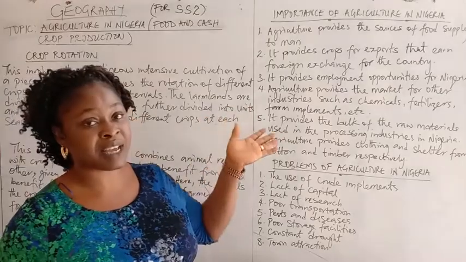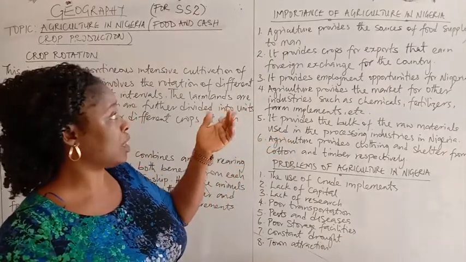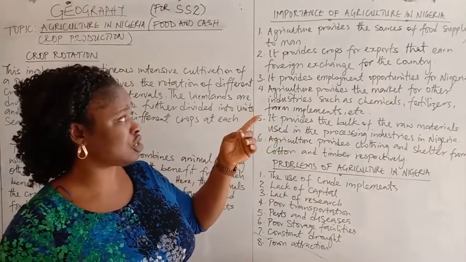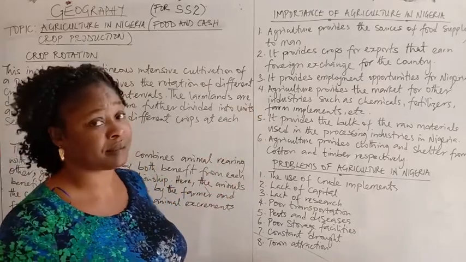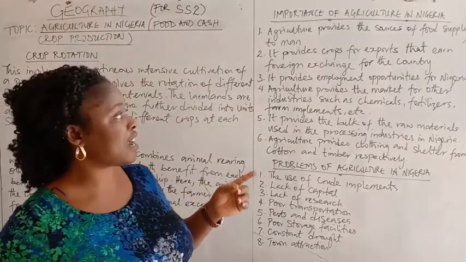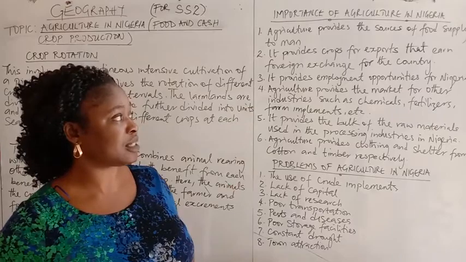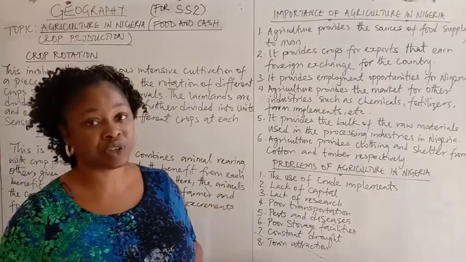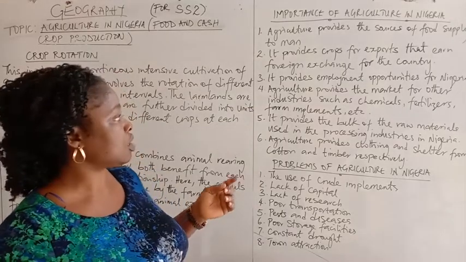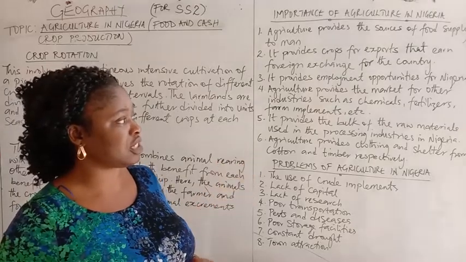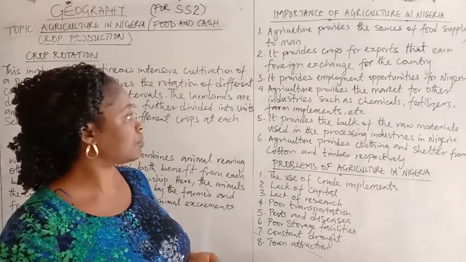Some importance have been highlighted here on the board. 1. Agriculture provides the sources of food supply to man. 2. It provides crops for export that earn foreign exchange for the country. 3. It also provides employment opportunities for Nigerians.